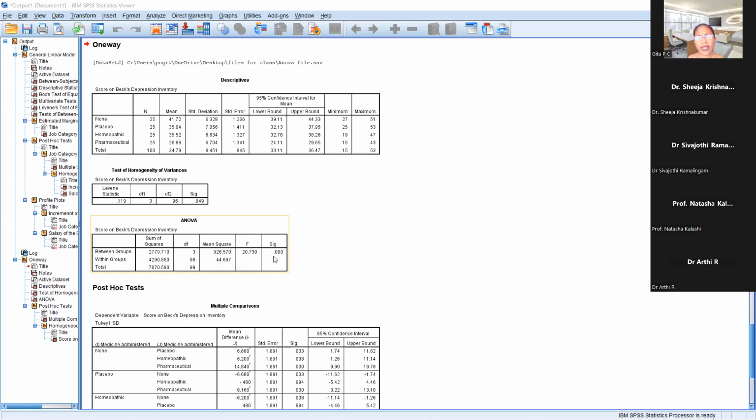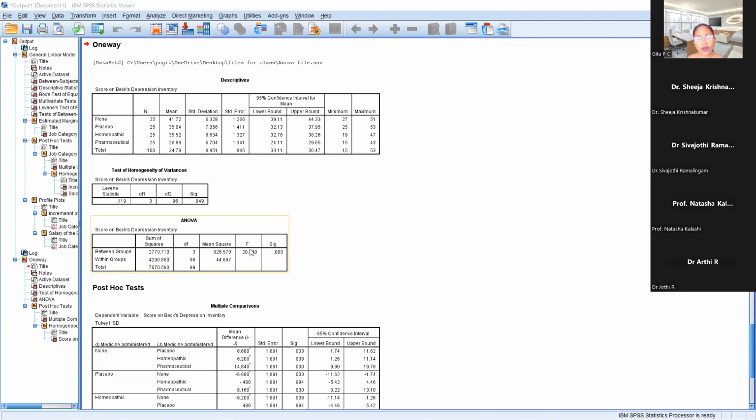Here your p-value is lesser than 0.05. If it is lesser than 0.05, your null hypothesis gets rejected. So your alternate hypothesis gets accepted. What is your alternate hypothesis? There is a significant difference among the various groups of treatments with regard to the depression score.